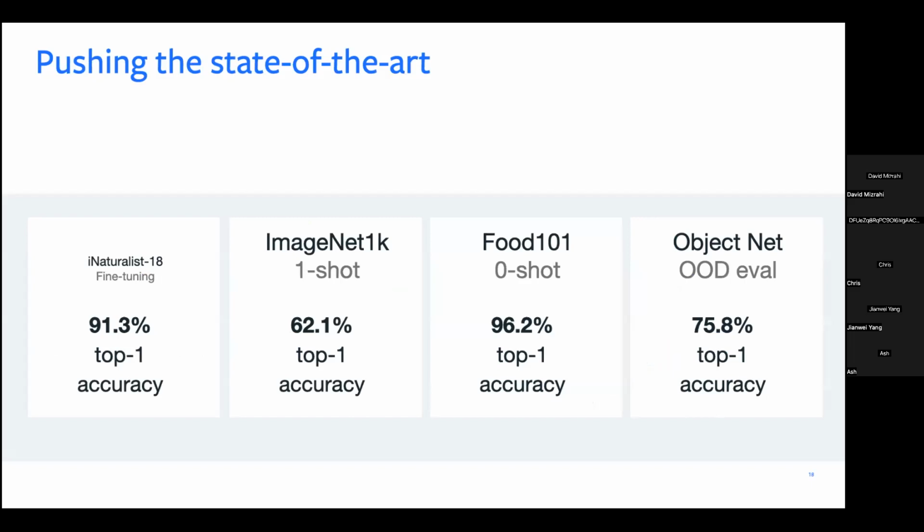The other result we have is that when we take this model, we were able to set pretty nice state-of-the-art, best observed numbers for a bunch of these tasks. So for iNaturalist fine-tuning, we have the best number now, which is 91.3 for accuracy. For the one-shot ImageNet number, where you just take one example per 1,000 classes and then try to figure out what the model's performance should be, we get 62.1%. And then for out-of-domain evaluation on ObjectNet, we have 75.8% accuracy, which is the best reported one.